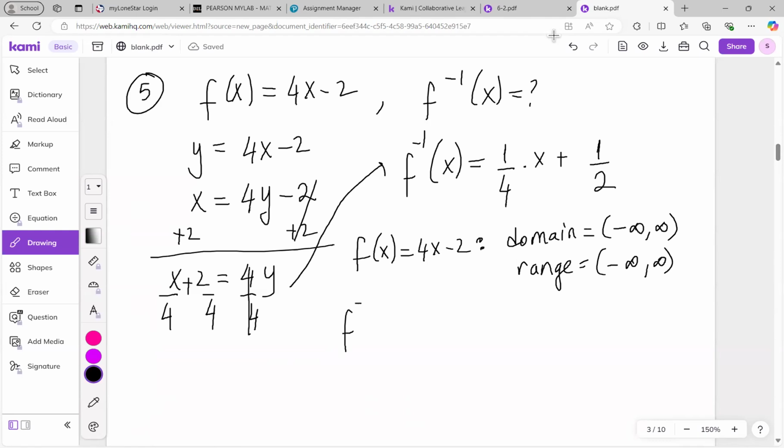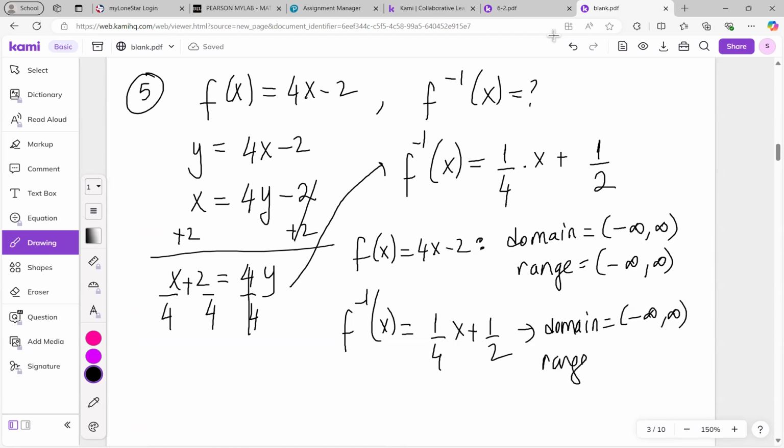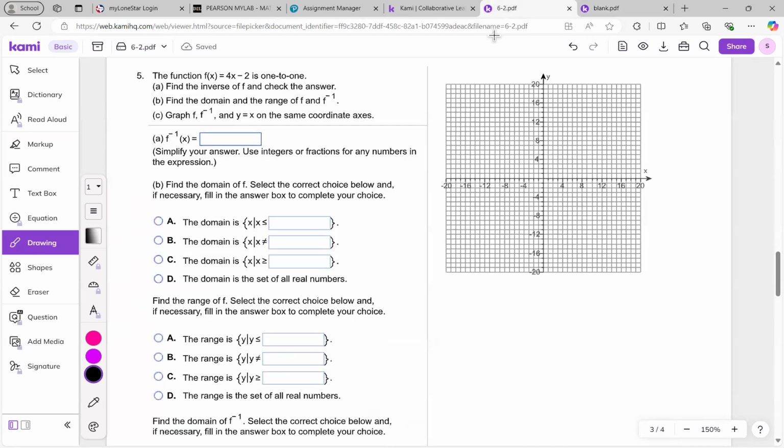For the inverse function, this is still a line, 1/4 of x plus a half. Its y-intercept is a half, its slope is 1/4. Since this is still a linear function, the domain will still be negative infinity to positive infinity, and the range will still be negative infinity to positive infinity. And then you can just graph both of these lines using the y-intercept and slope on this homework question.